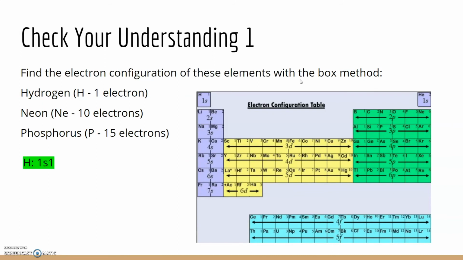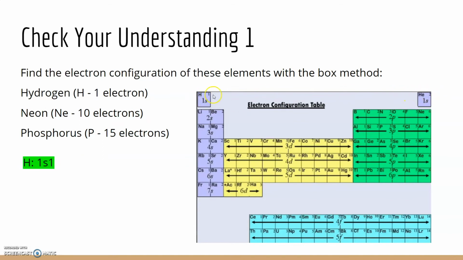So hydrogen would be represented as 1s1. This should actually be 1s with 1 as an exponent, but that's not really a big deal. You can see that all these numbers here would add up to 1, because there's only 1.